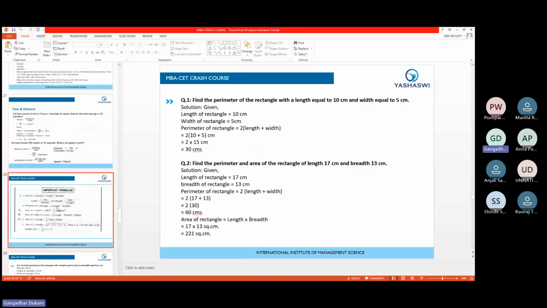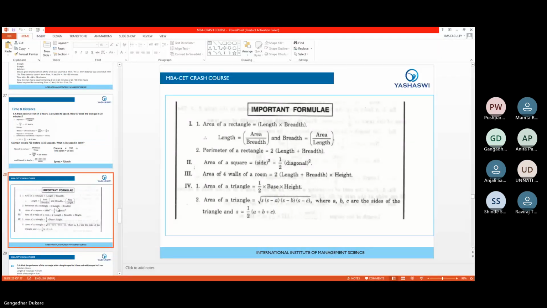Some common questions are on the basis of this formula. Length, breadth, area, square. The area of a rectangle, that we have studied in our 10th and 12th examinations, is equal to length into breadth. The one formula I can convert if one value is not given. The perimeter of a rectangle equals 2 into length plus breadth. The area of a square equals side squared. All these are algebraic calculations we have studied. The area of a triangle equals 1 by 2 base into height.